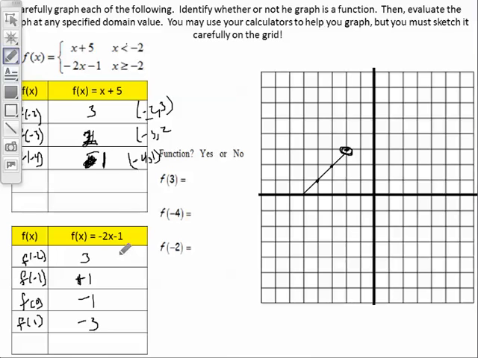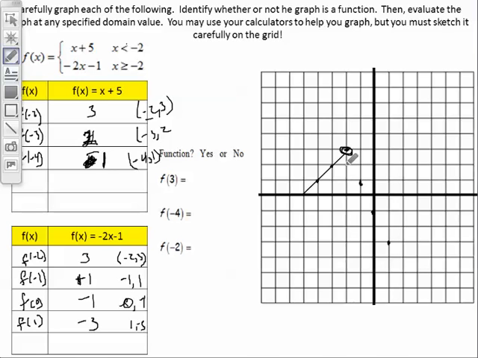Where am I plotting this one? I'm plotting this one at negative 2, comma 3, negative 1, comma 1, at 0, comma negative 1, and at 1, comma negative 3. Okay? 1, comma negative 3 is right down here. 0, comma negative 1 is right here. Negative 1, 1 is right here. And at negative 2, we're at 3, is right here.